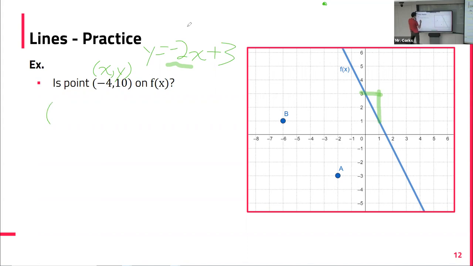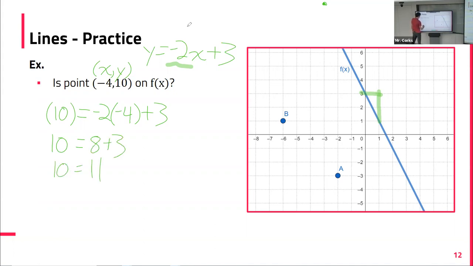So we have 10 is equal to 2 times -4 plus 3. Now we can probably already see what's happening. 11. How do we interpret this result? Point is not on the line because 10 is not equal to 11. This is a contradiction. Fancy math word here. So it's a not true statement.